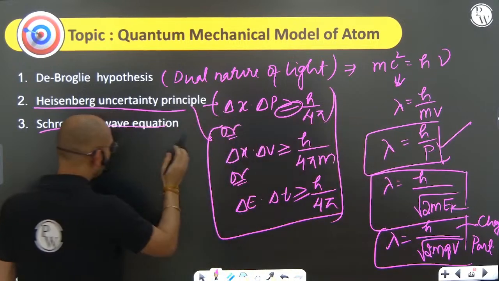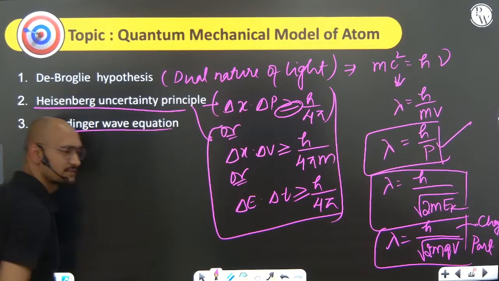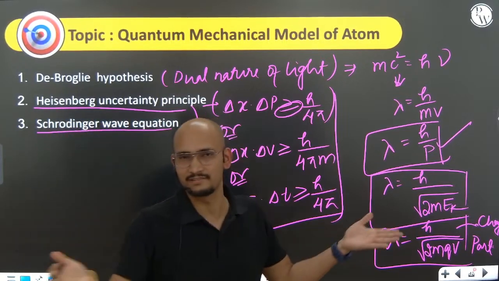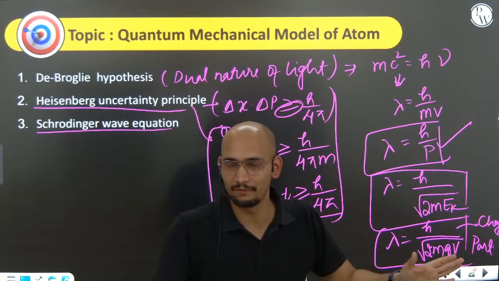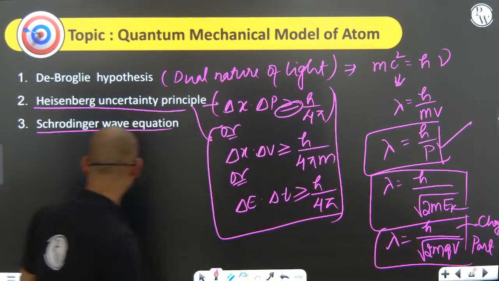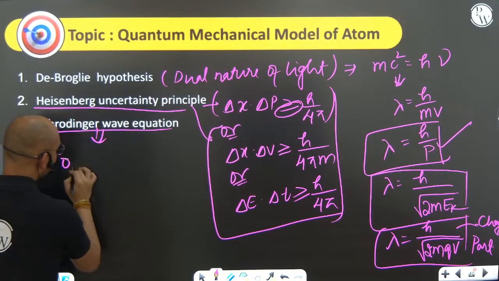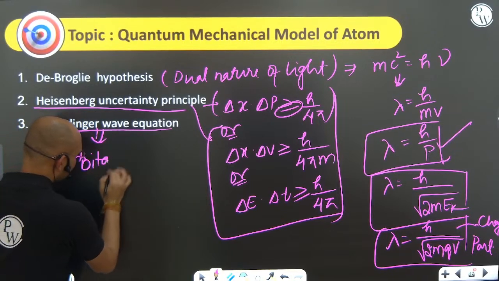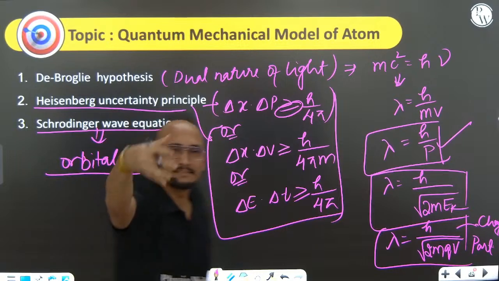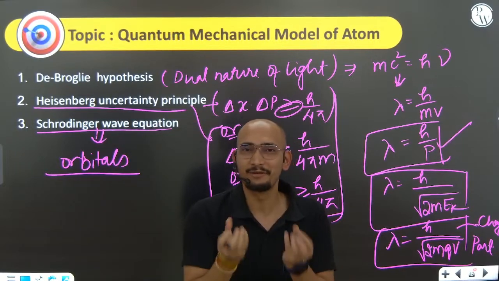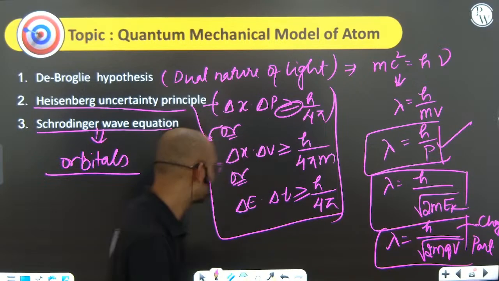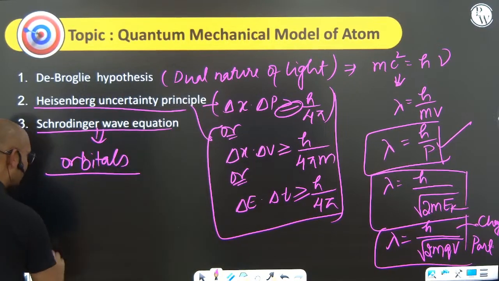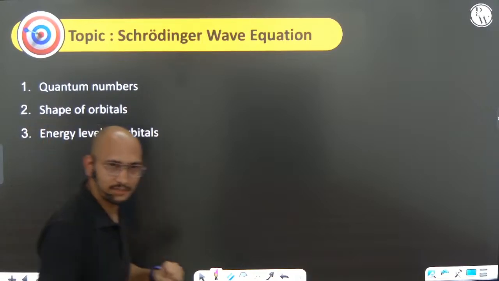Then we are going to talk about Schrodinger's wave equation. Schrodinger's wave equation, E psi equals H psi, is not of any use for you right now. Psi is the wave function. Directly we are going to talk about what it deals with. It deals with orbitals. An orbital inside any atom is that region where there is maximum chance, or maximum probability, of finding an electron. That is what is given by Schrodinger's wave equation.